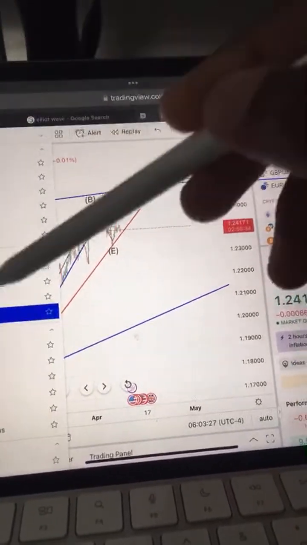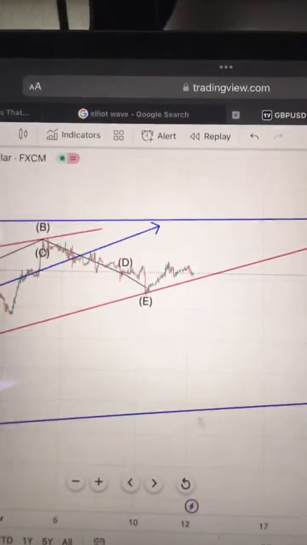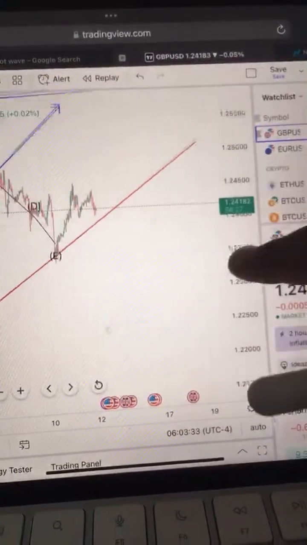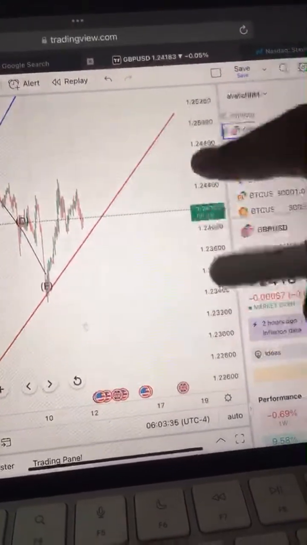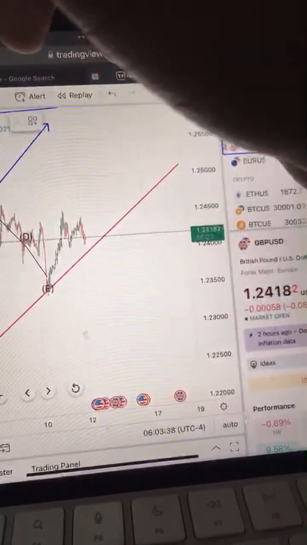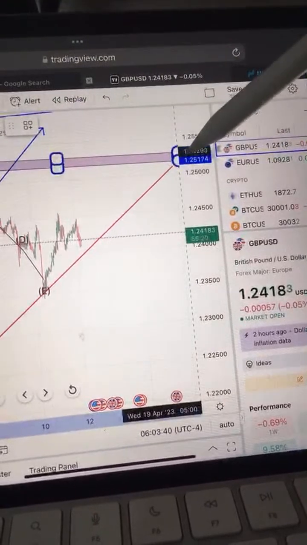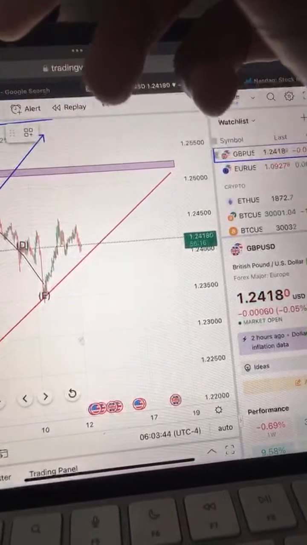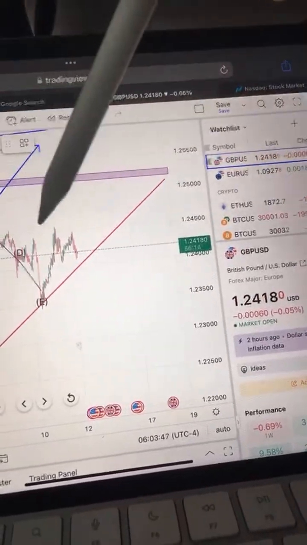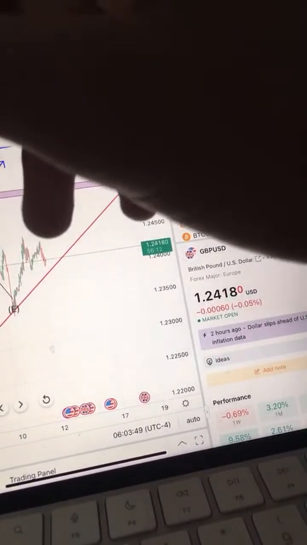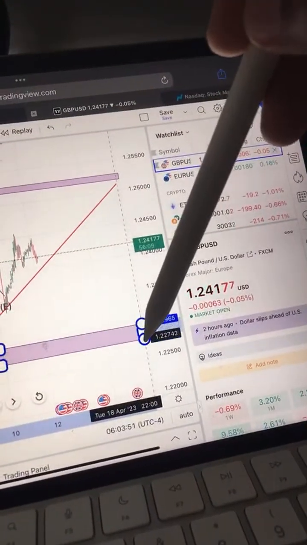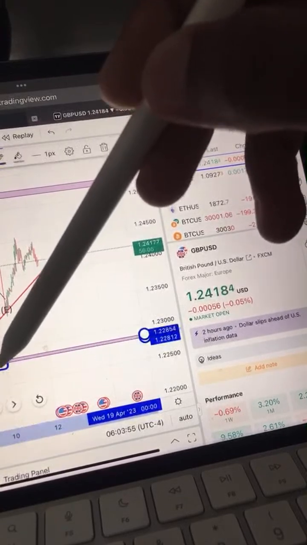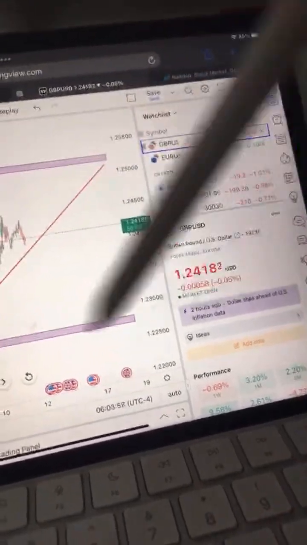Then break it down to H4. Let me break it down to H4, and this is what I have. So on H4 I will highlight my resistance where there was a change of direction on the upper side, and my support where there was a change of direction and the chart was failing to break that price. This is my support right here.